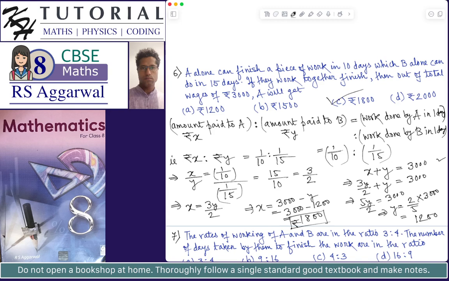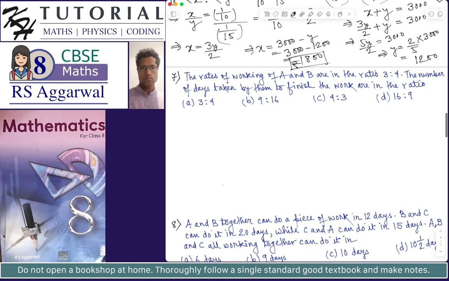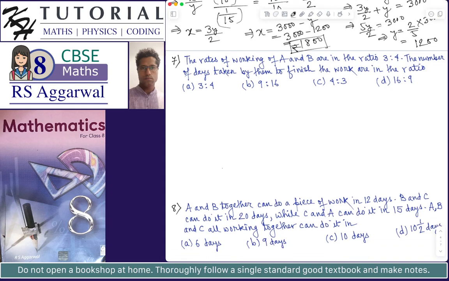Okay, let's do problem number 7. The rates of working of A and B are in the ratio 3:4. The rate of working means the amount of work done in one day. So it is given that the ratio of the amount of work done by A in one day and the amount of work done by B in one day is 3/4.